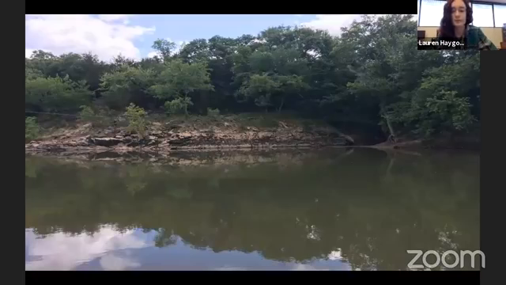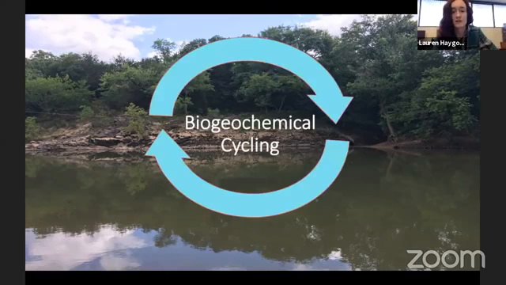And this is a picture of the Kamichi River, which is the river that I study for my thesis. When we look at it, it really doesn't look like anything's going on. We just see water, we see the sediment, we see trees and plants and the sky. But what we don't see happening is biogeochemical cycling.